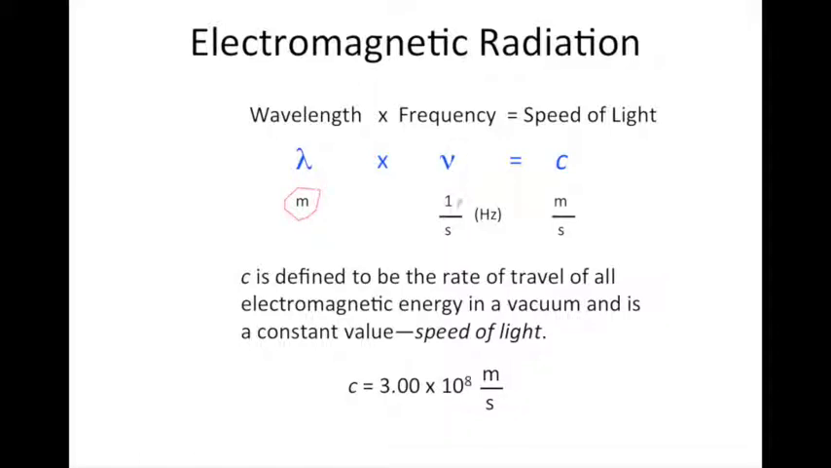The frequency is seconds to the -1, or 1 over seconds. This is also sometimes called a hertz. So a second to the -1 is also, you'll see that sometimes called a hertz. And the speed of light is a speed, so it's going to be in meters per second. And the speed of light is a constant value, which is around 3.00 times 10 to the 8th meters per second.